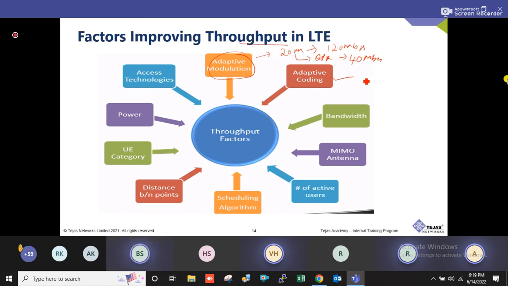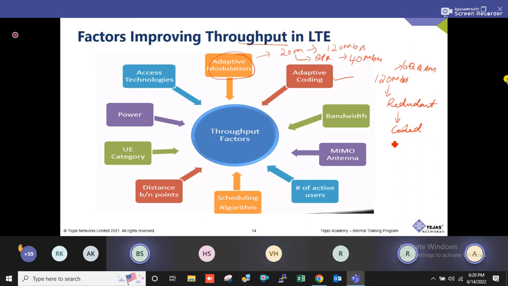Coding. So if your coded bits means what? Let's say I have 120 Mbps as my actual data rate using 64 QAM modulation. Now always this data is not your actual traffic. It will also have some redundant bits. Why do we add these redundant bits? Because in the air interface, to put some security, we add these redundant bits. These redundant bits are called coded bits.